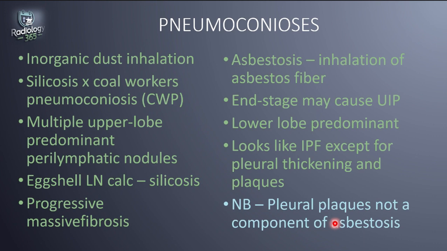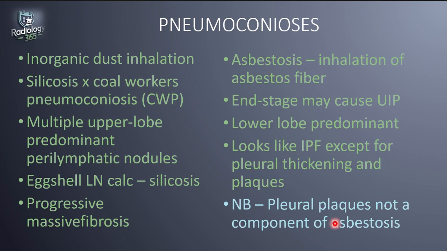Now to asbestosis. Asbestosis is a lung disease caused by inhalation of asbestos fibers. The end stage of asbestosis can lead to pulmonary fibrosis with a UIP pathology. Remember in the previous discussion, we mentioned that UIP, usual interstitial pneumonia, is a pattern, a histological pattern.